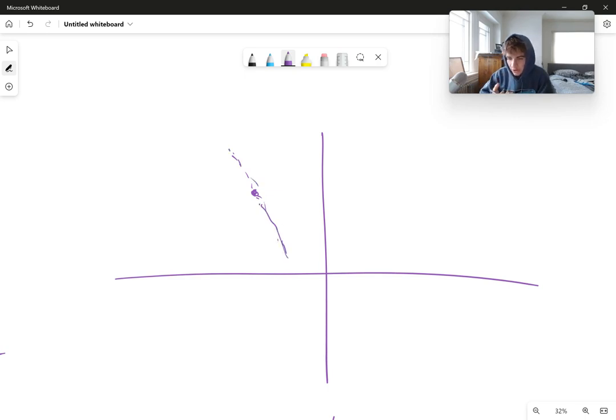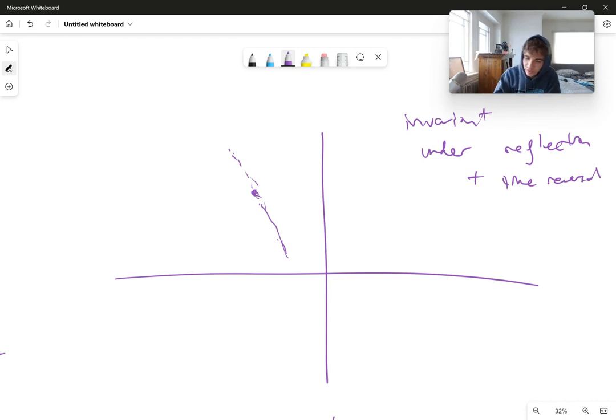Under which, if we reflect across that axis of symmetry and then reverse time, then the differential equation remains the same. So essentially, if our equation is invariant under reflection plus time reversal, then we know that if I have a trajectory that crosses this axis of symmetry twice, centered at the fixed point, then indeed I can reflect this across the axis of symmetry and then reverse time, and I get my nonlinear center.